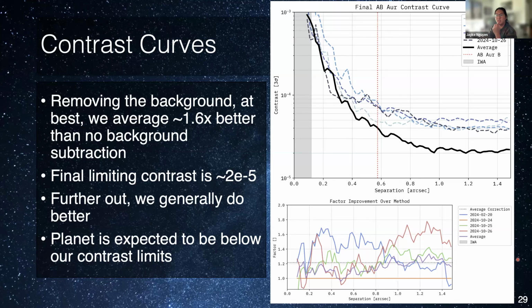And I guess a couple other notes about this is that we generally do better further away from the host star, so the background subtraction works better.